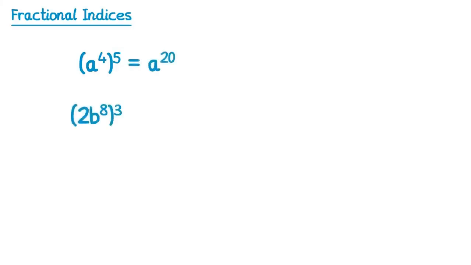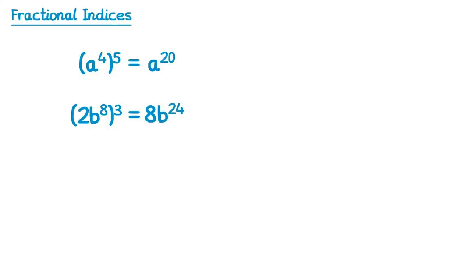And also situations like this, 2b to the power 8 to the power 3, you will multiply the indices still, so 8 times 3, but you also need to factor in that 2. The way we do this is we first raise the 2 to the power 3, so 2 times 2 times 2, which is 8, and then we can multiply those powers. 8 times 3 is 24, so it's 8b to the power 24. A really common wrong answer to this question would be 6b to the power 24, where people multiply the 2 and the 3. But you don't do that, you raise the 2 to the power 3.